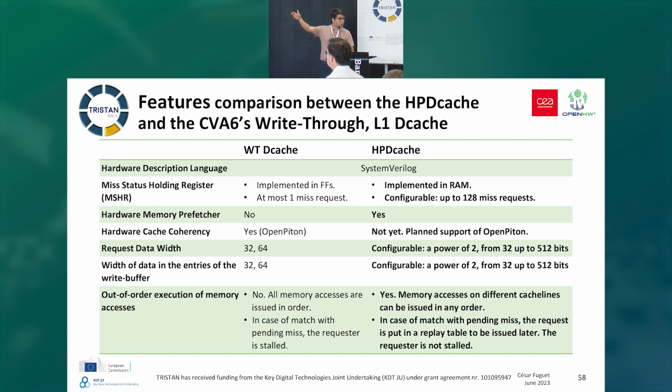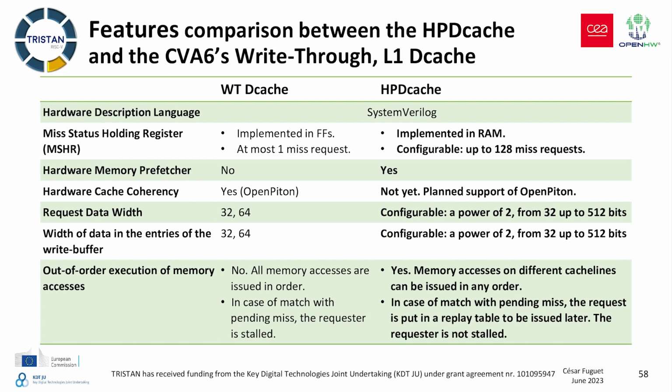We have a hardware memory prefetcher. The hardware cache coherency is already implemented in the original write-through cache using the OpenPiton cache coherency protocol. And we are also working on adding the OpenPiton support for the HPDcache. There is already work on that. What we need from this presentation is a very configurable cache.